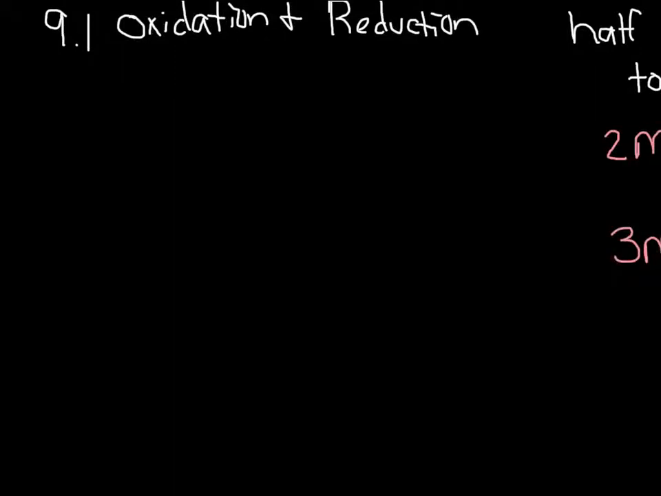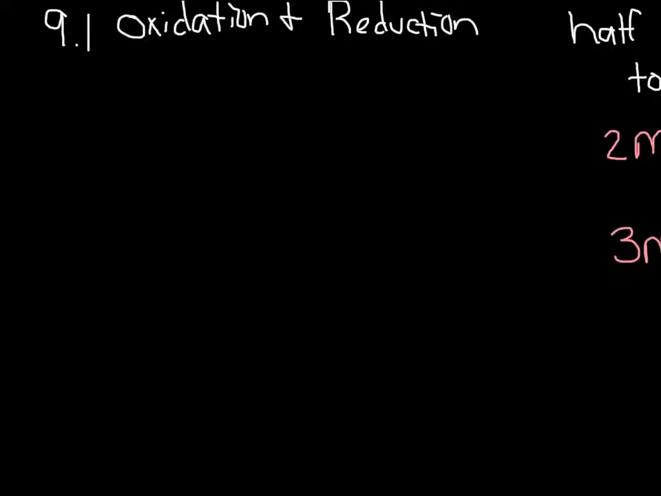Topic 9 is about oxidation and reduction. Specifically, 9.1 is the introduction to oxidation reduction. These are going to be looking at reactions, and specifically within the reaction, we are identifying where electrons are going and where electrons are being taken from and who's accepting them, so on and so forth.